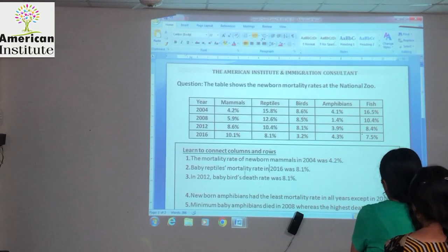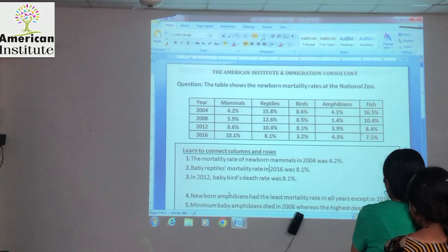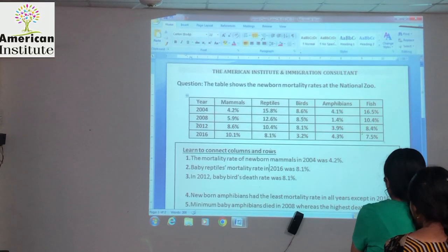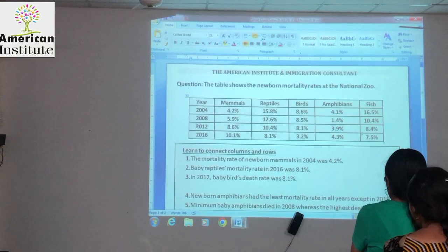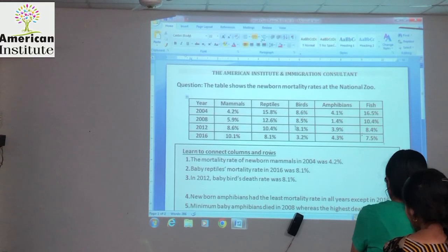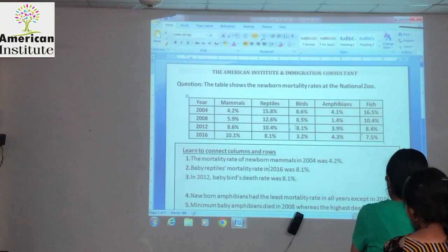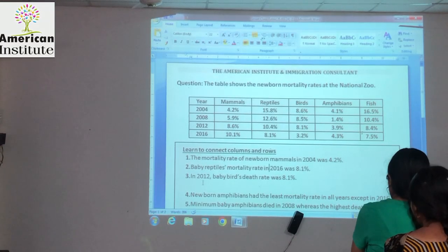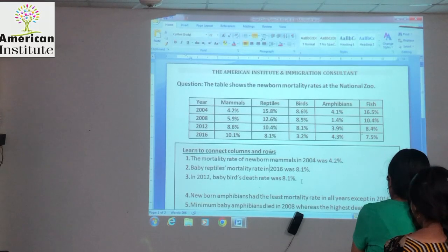Clear? And in the third sentence, look at 2012. If we want to represent the death rate of birds, what is the bird death rate in 2012? 8.1%. In the third sentence, we have written the year at the start and the data at the end. So that is the difference. These are the three types of sentence structure in which you can represent your data in 3 different ways. Clear? Okay.